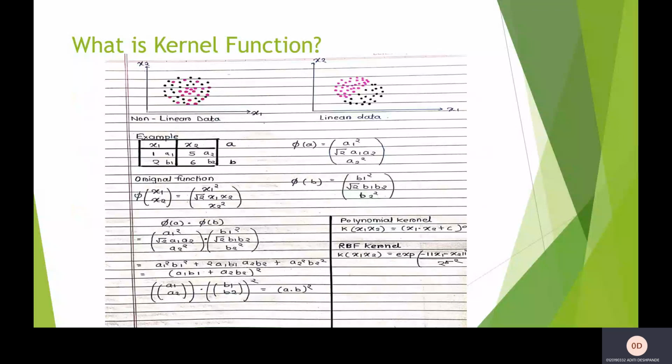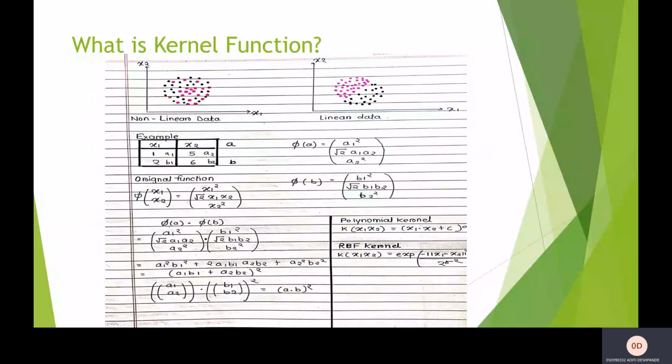So by taking an example, we will see that the first data point is A and the second is B. I have shown in this A1, A2, B1, B2. Now, the dot product of transformed data. What is transformed data in this case? Phi of A is equal to (A1 squared, square root of 2 times A1 A2, A2 squared), then phi of B is equal to (B1 squared, square root of 2 times B1 B2, B2 squared). This is the transformed data. We have transformed this data according to the original function.